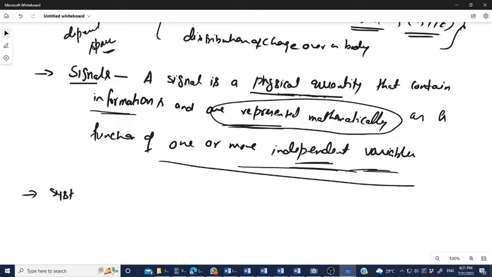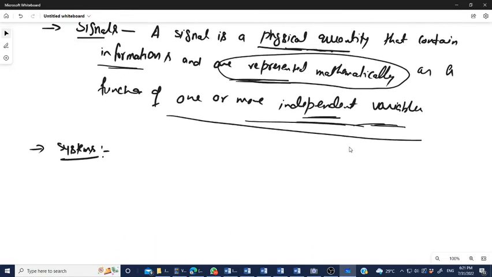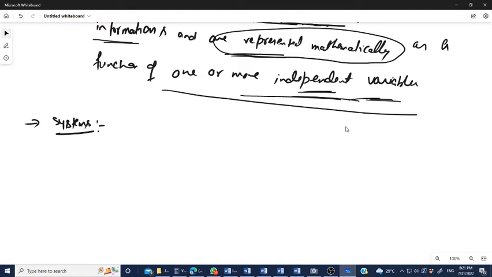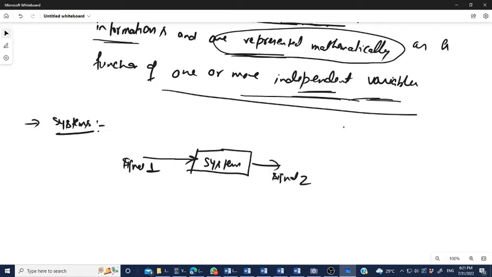So what is a system? A system is nothing but the interconnection of electronic components or devices which process or convert one form of signal to another form of signal. So this is the system.